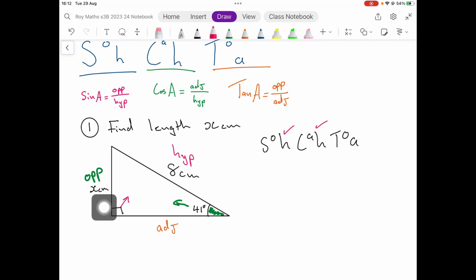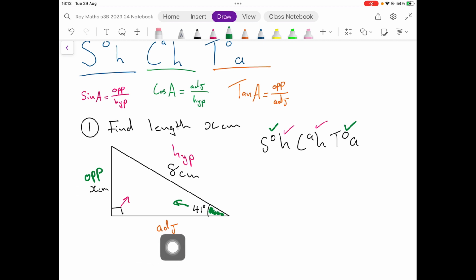The opposite. Do we know the length of the opposite? Well, no we don't, it's x. But are we trying to find that length? Yes, so we're working with it. So because we need to work with the opposite, we will take O.